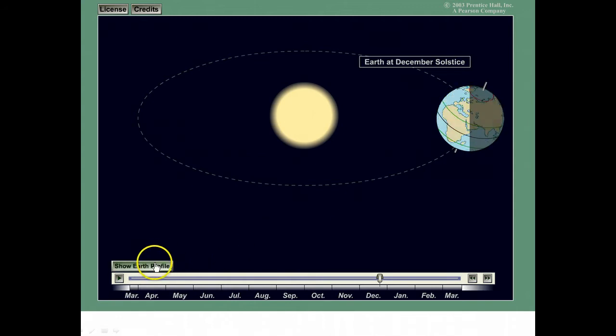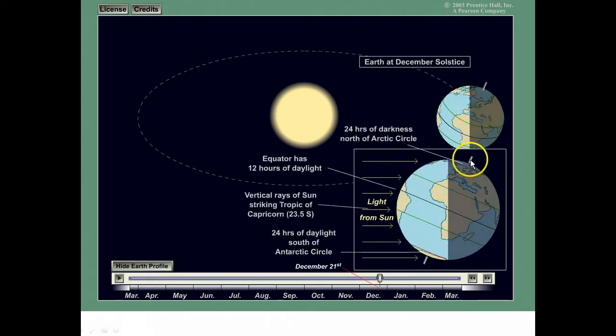If I show the Earth in profile here, you can see that that's the case. So anything north of the Arctic Circle has 24 hours of darkness. Anything south of the Antarctic Circle has 24 hours of daylight in this case.